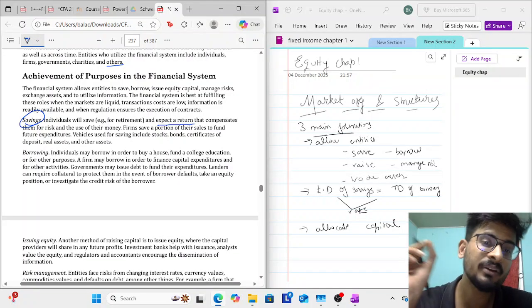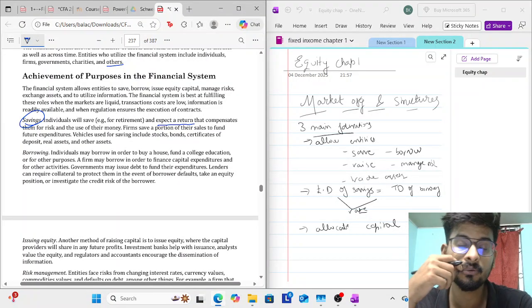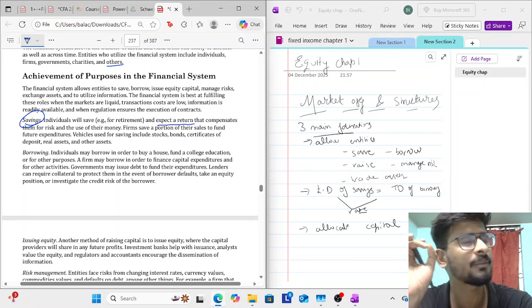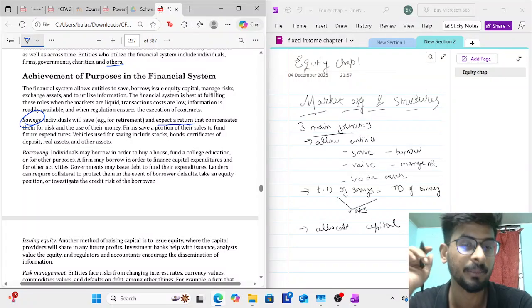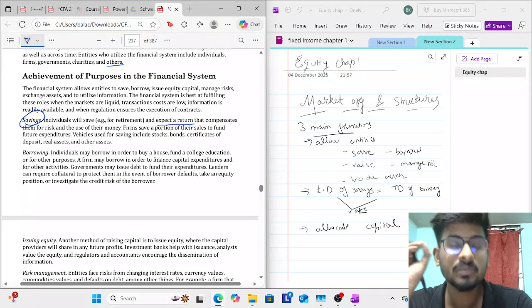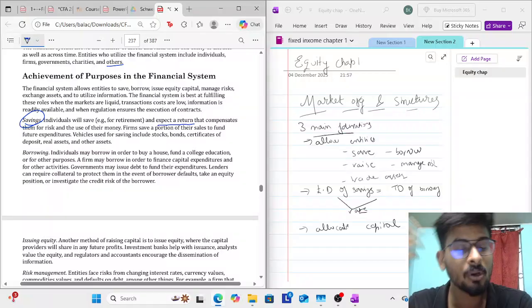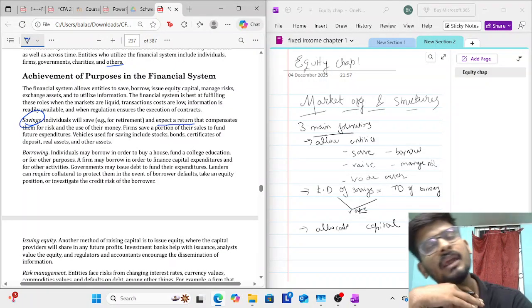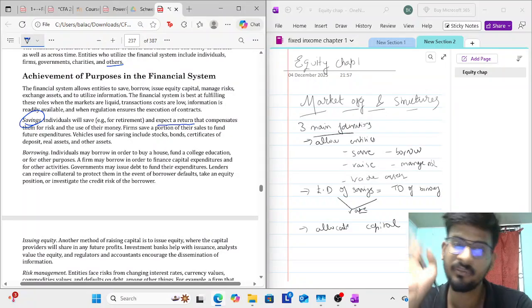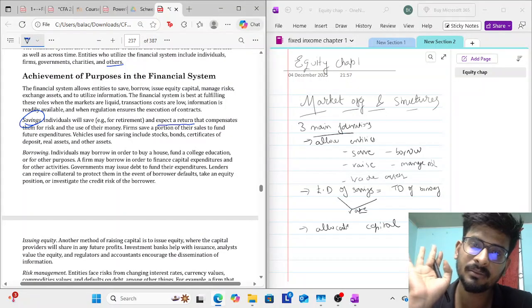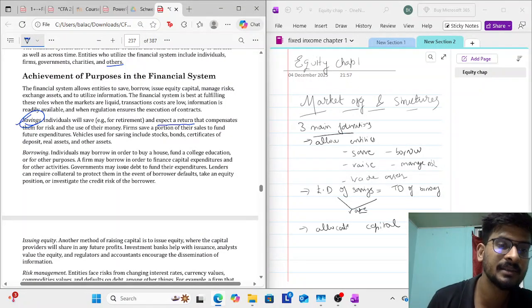Vehicles used for savings include: so how can we save? We all study this in the CFA from the perspective of the company. The savings vehicles include stocks, bonds, certificates of deposit, real estate, and other assets. Every asset we can use for savings. Simple as that. This part is done.